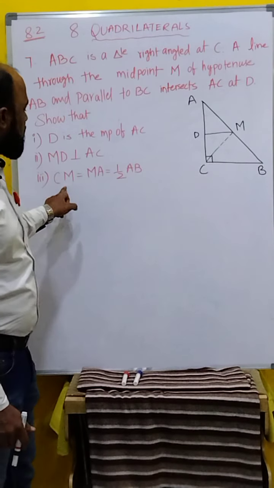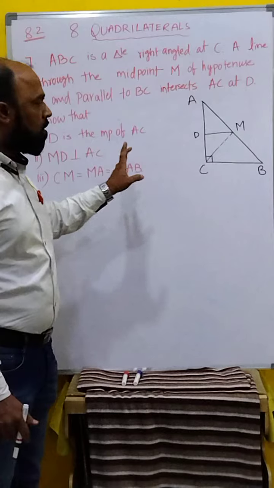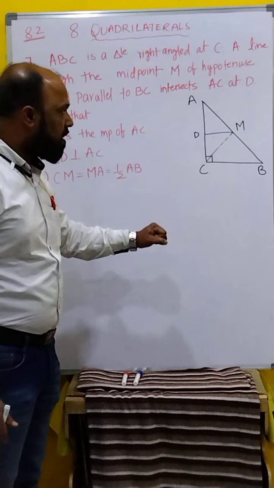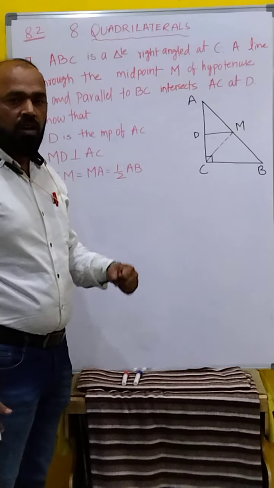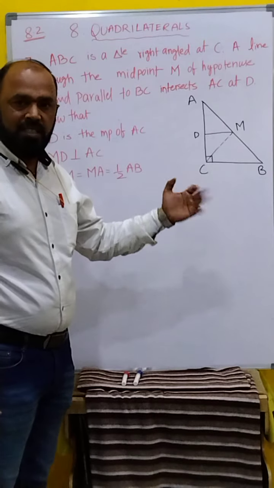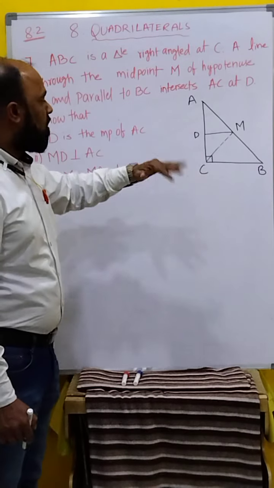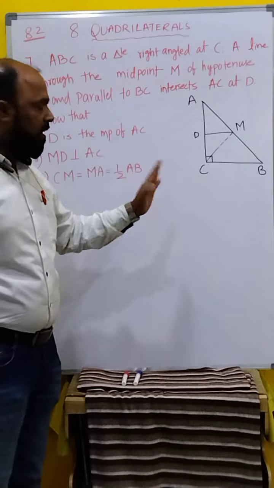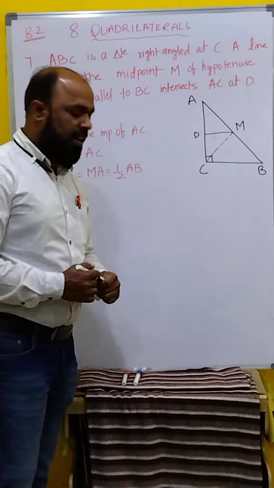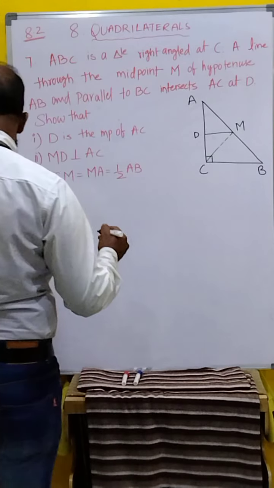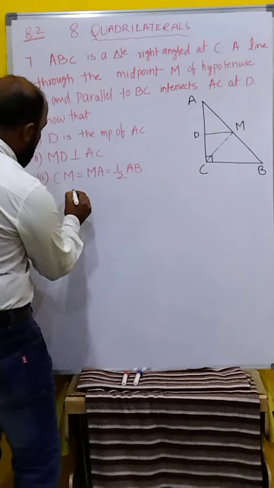Now come to the last one. CM is equal to MA is equal to half of AB. For that we have to prove both the triangles are congruent. Then only it is possible. First we will go for the first one and second one. Then last we will go for the third one. Clear children? Observe.